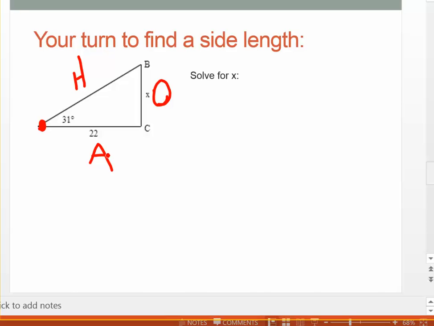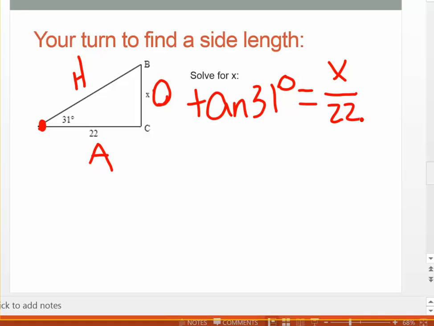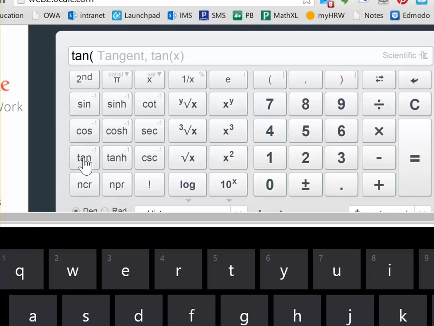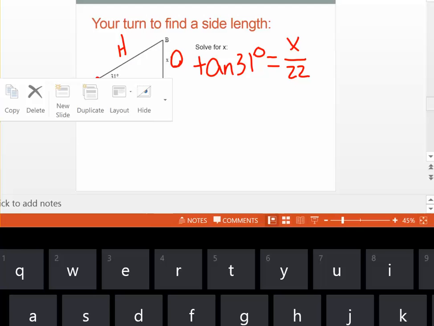Okay, so I know that I have the adjacent and I need the opposite. Once again, I'm going to use the tangent function. So I will write my equation. The tangent of 31 degrees equals the opposite, which is x, divided by the adjacent, which is 22. Okay, so I'm going to convert the tangent of 31 degrees to a value using my calculator. So tangent of 31 equals 0.6008.